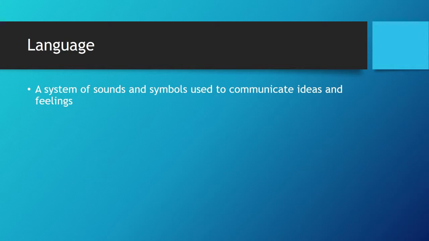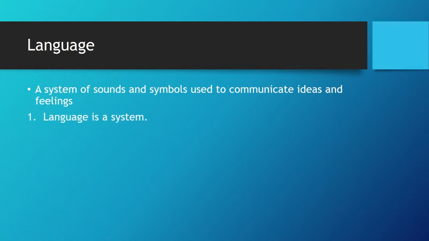We have a system of sounds and symbols, remembering that symbols refer to a thing that represents another thing. And we're looking at it to communicate. Remember, communication is trying to create shared meaning between sender and receiver using symbols. But it's not just the symbols themselves. We have to think about the sounds that those symbols make. And then we're communicating ideas and feelings here. So it's a very imprecise definition. Let's go into some more specifics.